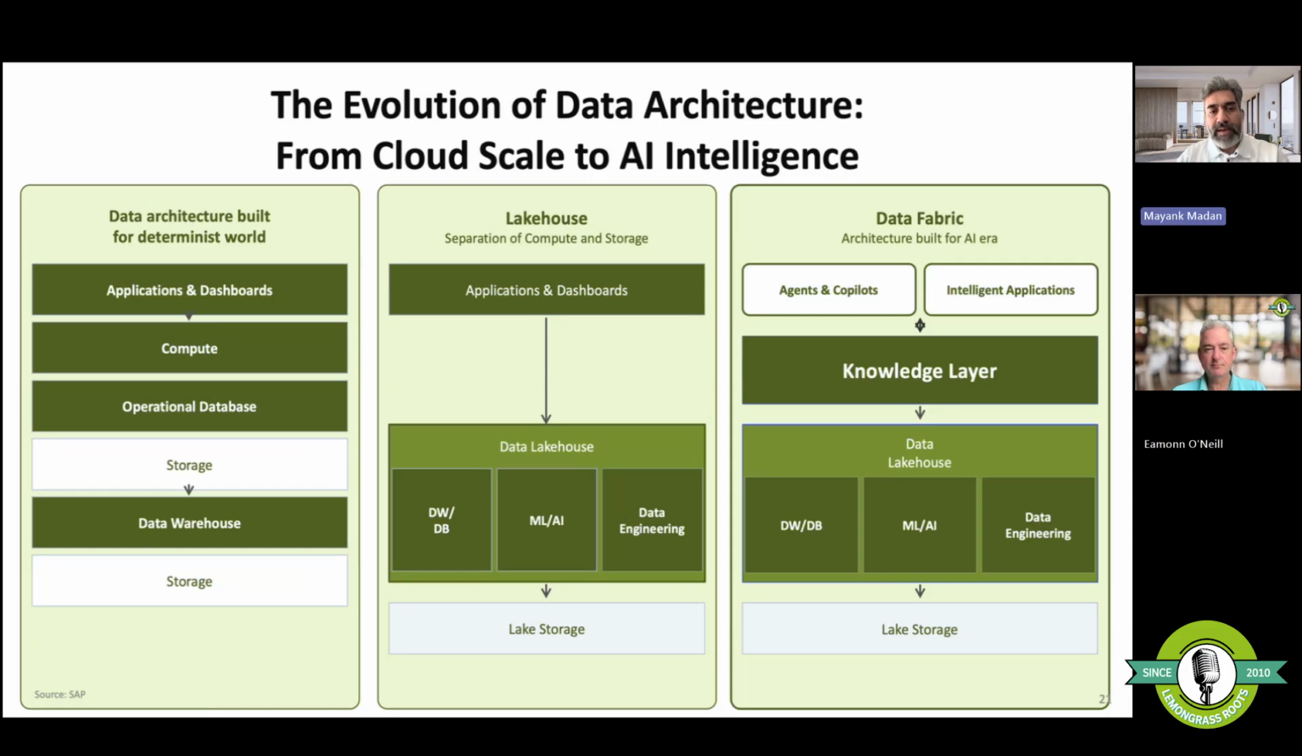Sure, Eamon. Hello, everybody, again. First of all, let me quickly give a little bit of background about me, because I've seen this evolution working in the industry for the last 22 years. The key thing to note here is there are a couple of things happening. One is, of course, the evolution of the infrastructure and the architecture behind the data ecosystem, and second is the evolution of AI, right?